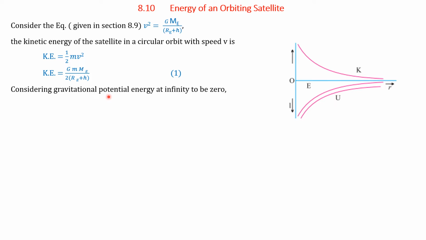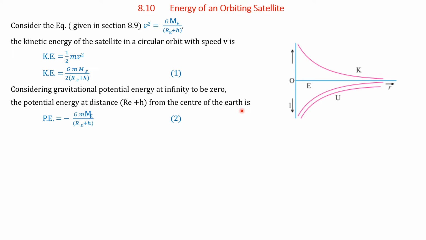Considering the gravitational potential energy at infinity to be 0, that is if potential energy equal to 0, then the potential energy at a distance RE plus H from the center of the earth is given by the relation PE is equal to minus G into m into ME divided by RE plus H. This is the equation of potential energy. Let it be equation 2. The kinetic energy is positive. Please examine the equation 1. Here the kinetic energy is positive and potential energy is negative, as shown in the figure.